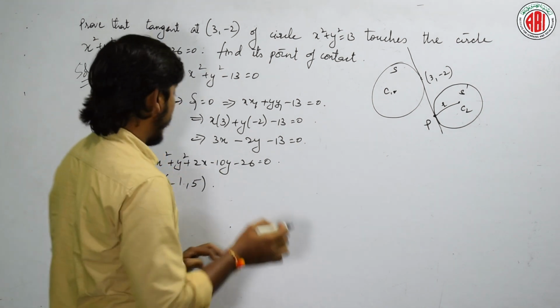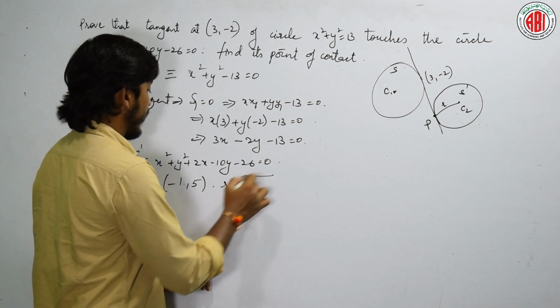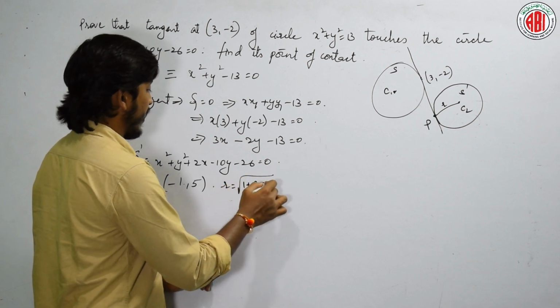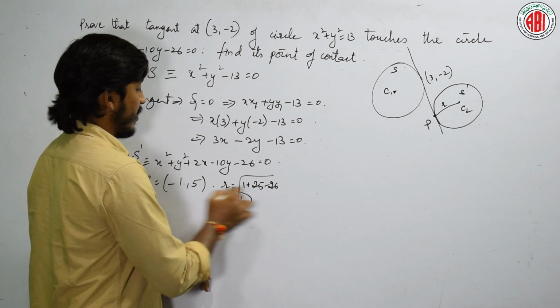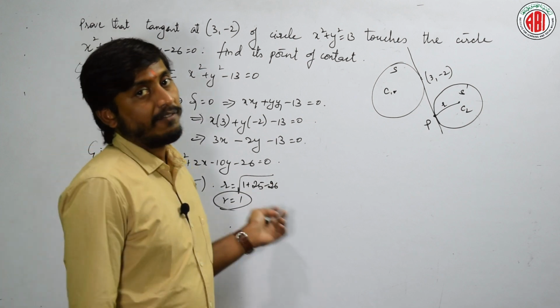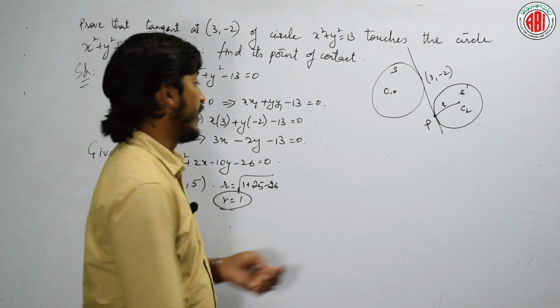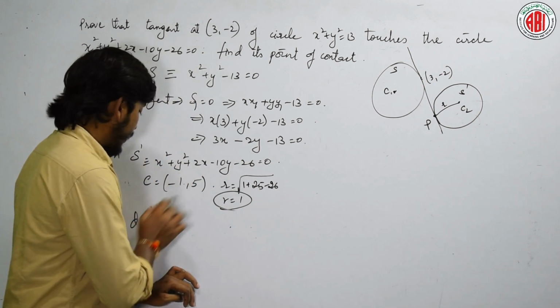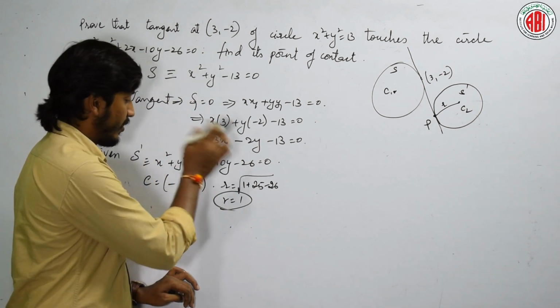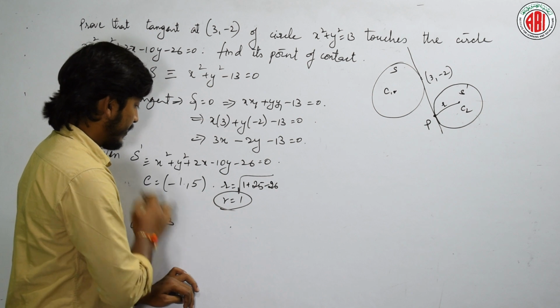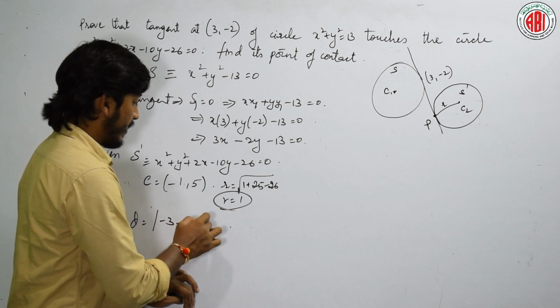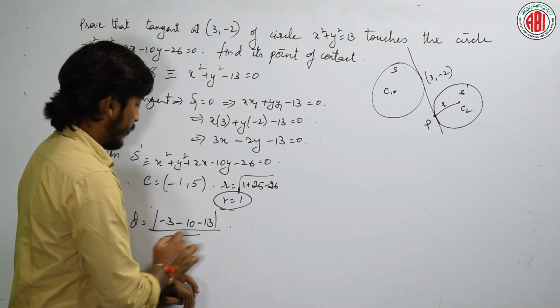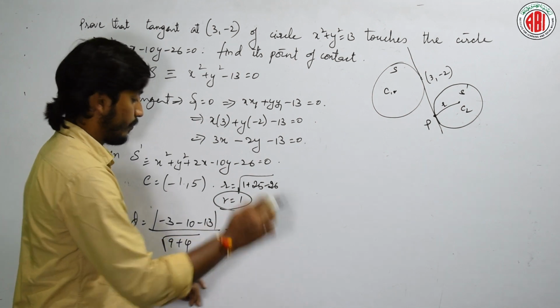Clear? What is the radius? Radius is under root 1 plus 25 minus 26, that is nothing but 1. We got radius and we got center. So, let us find d. d is the perpendicular distance from this point to this line, that is minus 3 minus 10 minus 13 by under root 9 plus 4.